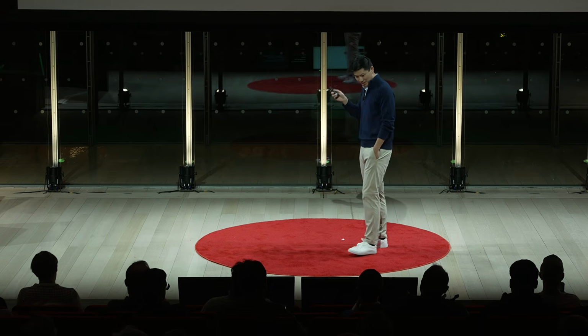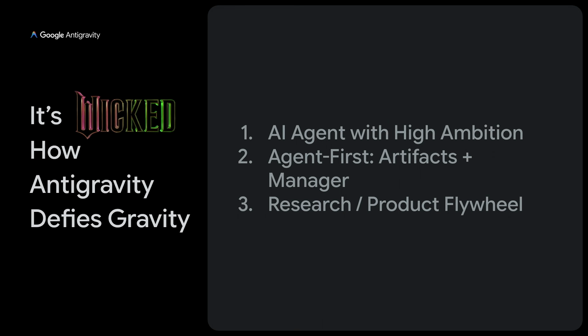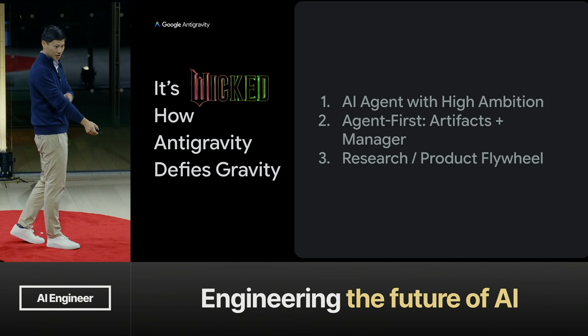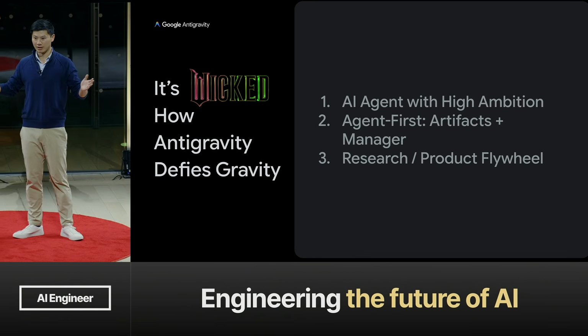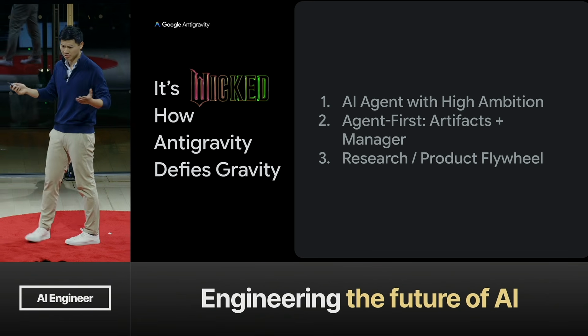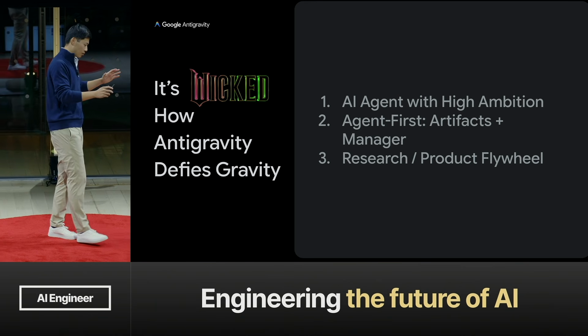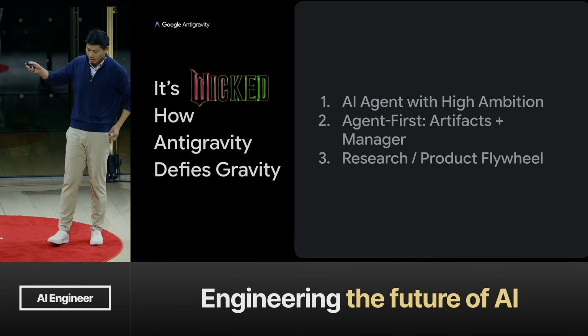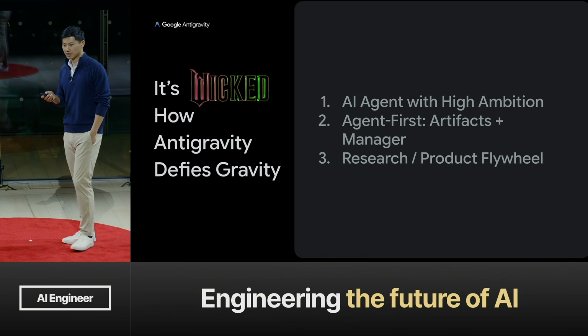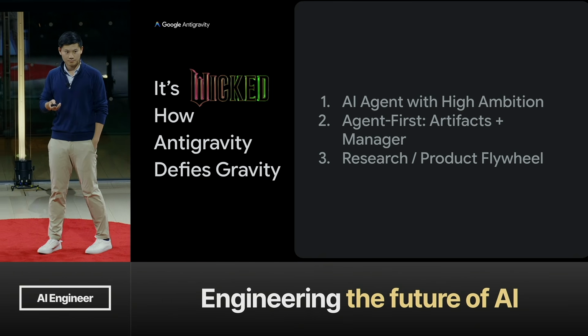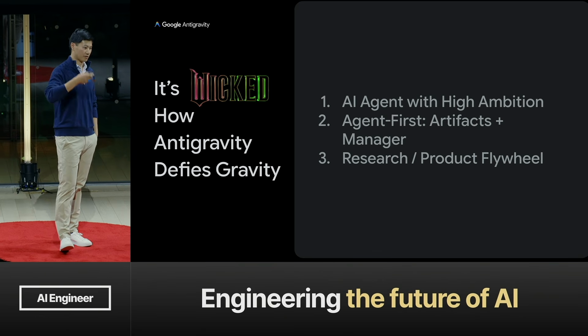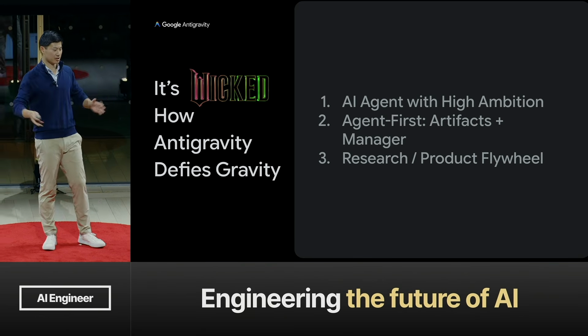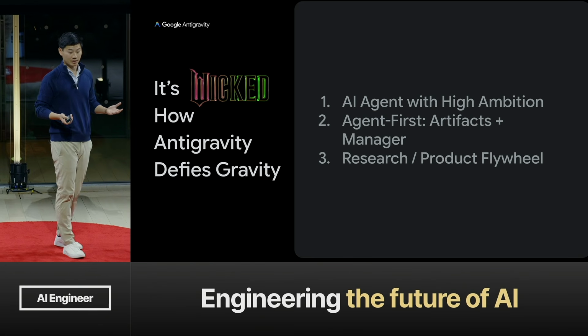And this is really how Antigravity will defy gravity. We've got pushing the ceiling. We're going to have an agent with a very high level of ambition. We're going to try and do as much as we can. This includes vibe coding, though I will say there are some excellent products out there by Google. AI Studio is an excellent product. We are in the business of increasing the ceiling. Second, we built this agent-first experience: artifacts and the agent manager. And finally, we have this research-product flywheel. This is the magic, and this is the 3-step process that we used in building Antigravity.